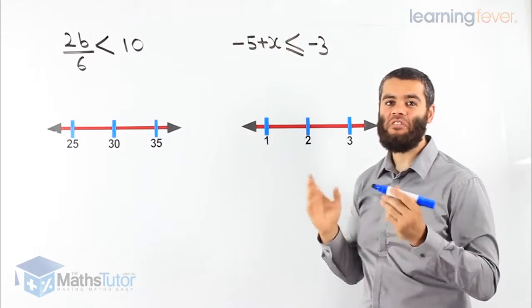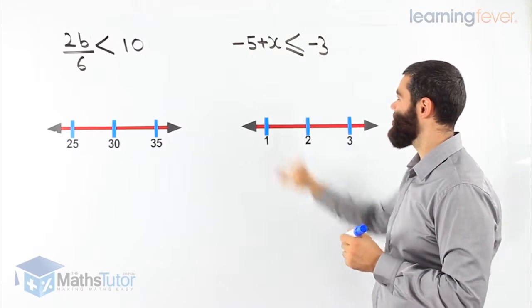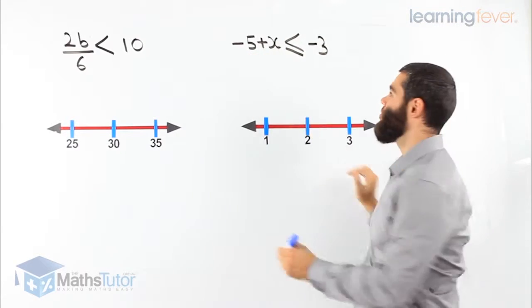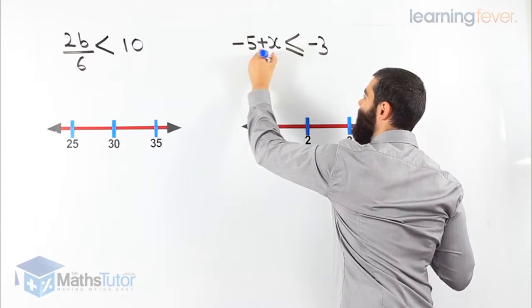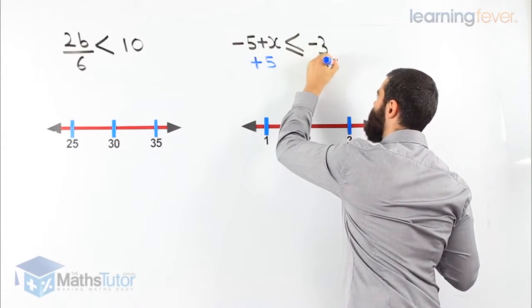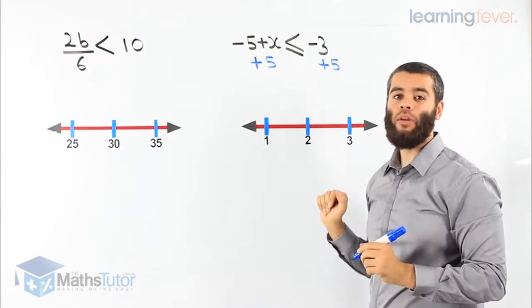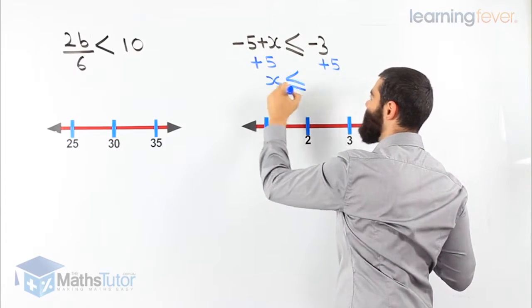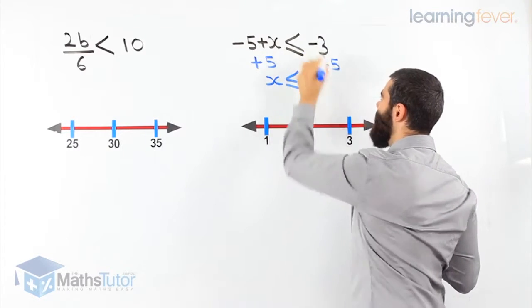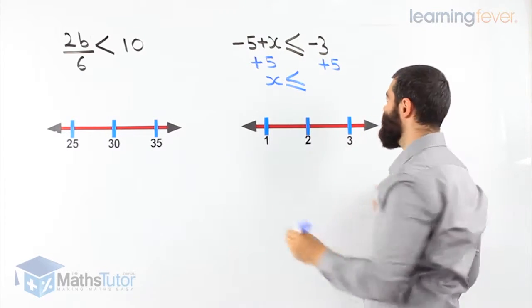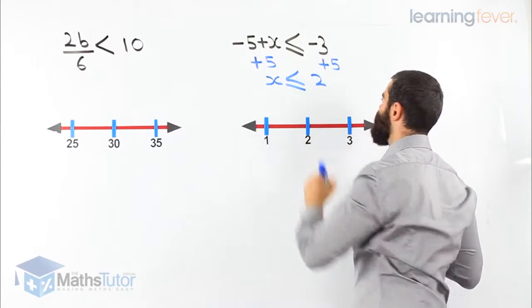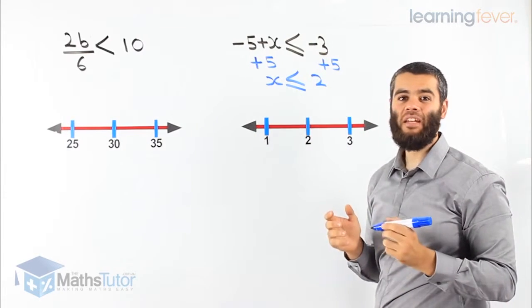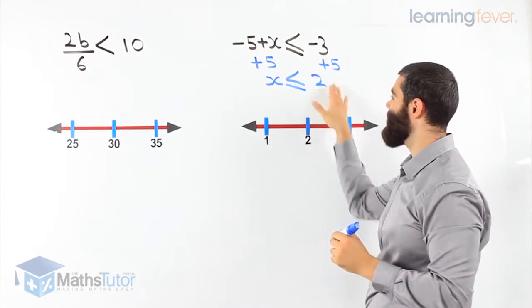Again, we solve inequations very similar to equations. Minus 5 becomes plus 5, and plus 5 on the other side. We're left now with x by itself. X is less than or equal to minus 3 plus 5 is positive 2. So x is less than or equal to 2. We have just solved it.